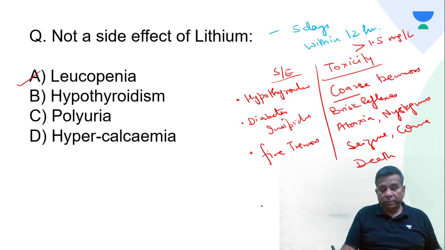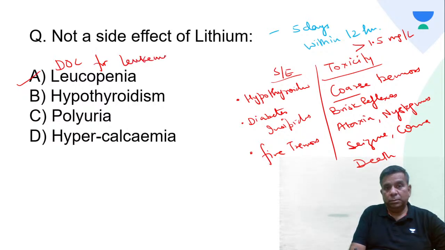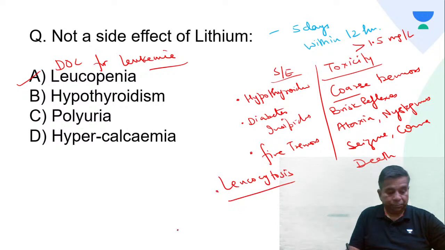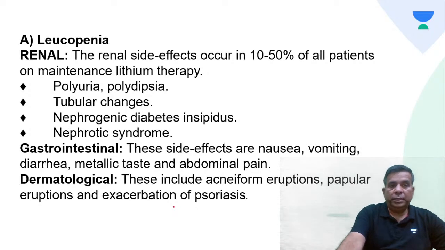So polyuria we can have because of diabetes insipidus, hypothyroidism, but we usually don't have leukopenia. In fact, we know it is a drug of choice for some leukemias. Given in some leukemias to boost up the lymphatic synthesis, neutrophilic synthesis, it is useful. It causes leukocytosis. Okay, doctor. So hypercalcemia will not be it. We'll say leukopenia because the side effect of lithium is a hyper WBC count. It's a leukocytosis, so that can't be the side effect. So these are all the side effects.